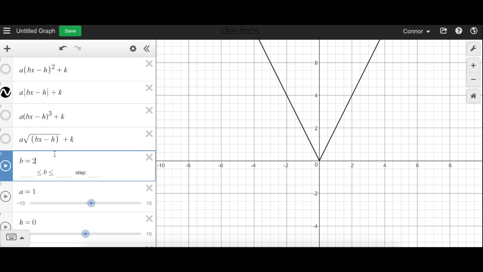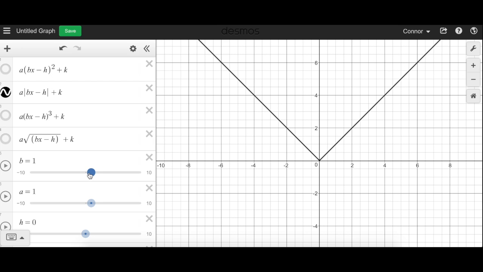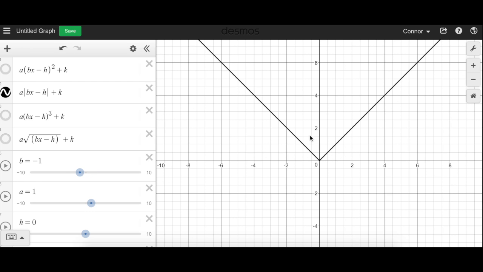Because it is inside the parentheses. Now, I can also make these functions reflect across the axis. So, if I were to reflect b and make this -1, you can't really tell much of a difference, but it did flip. So the point 2, 2 is now -2, 2, and vice versa. So the point -2, 2 is now at 2, 2. But it's hard to tell with a function like this.